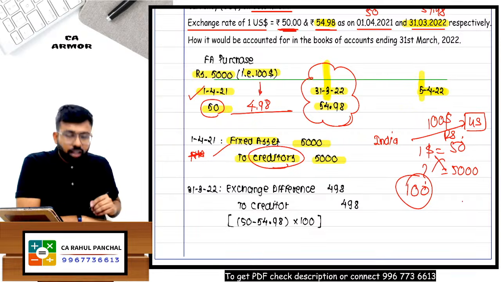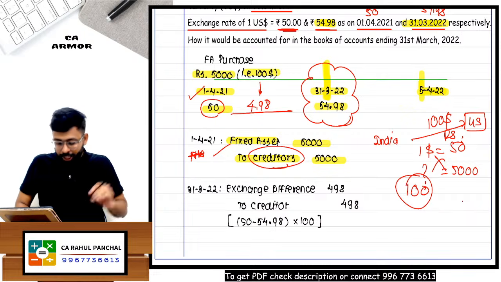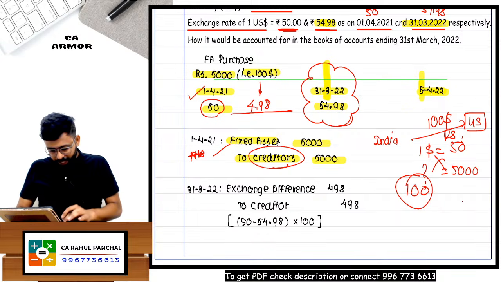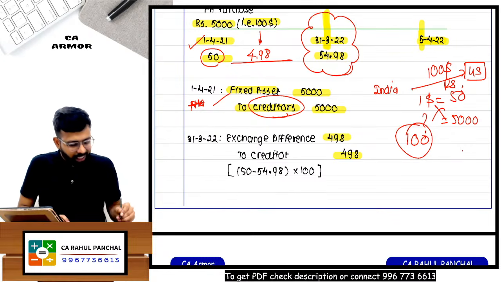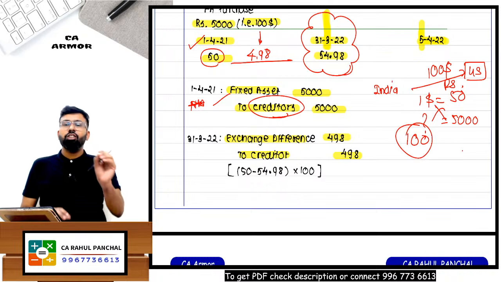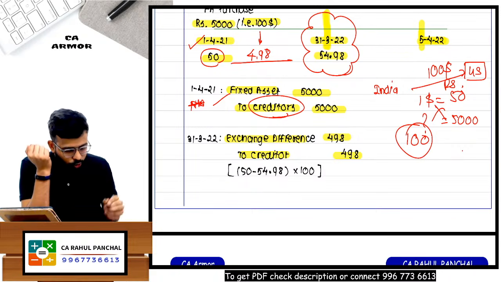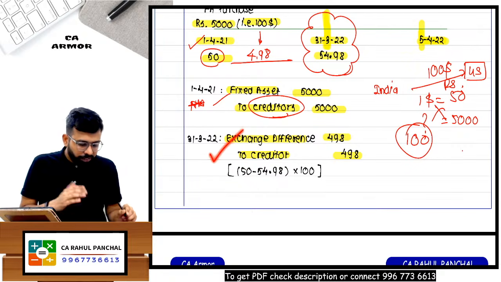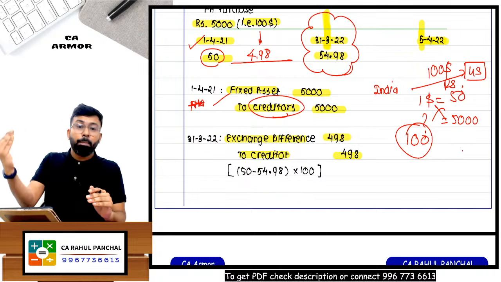For how many dollars? $100, I will have to pay $100. Instead of 50, now you will have to pay 54.98, that is 100 into 4.98, which becomes 498. And when I say it is 498, the entry will be exchange difference to creditor account. Why? Because there is an increase in creditor, so you will increase the creditor, and the difference will be transferred to exchange difference, and it is a kind of loss. Increase in creditor means you will have to make more payment.